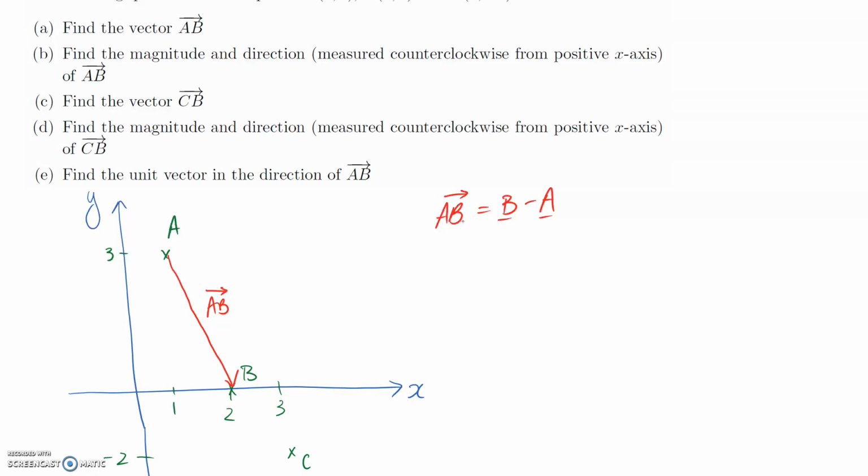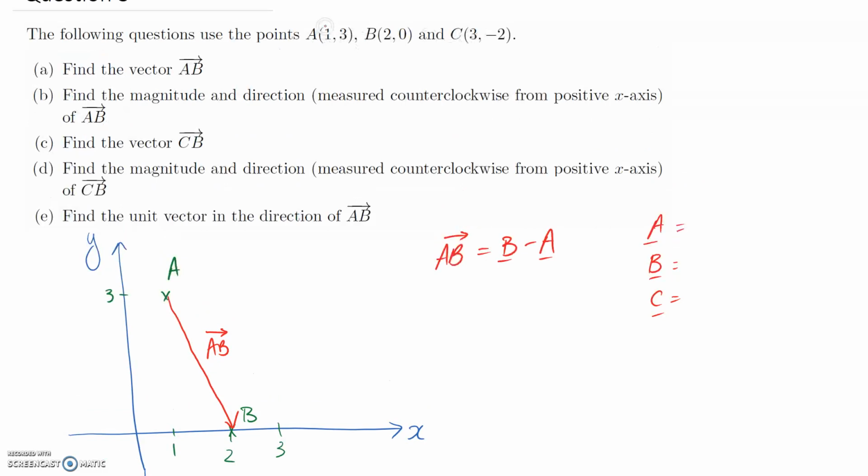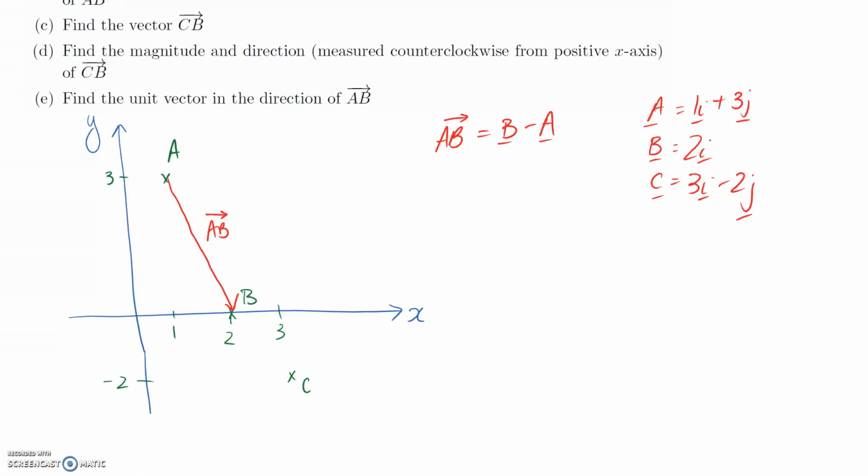Okay, so if you want to use that method, it's worth writing out A, B, and C in vector form. And it's basically just a case of taking these and saying this is 1i plus 3j. This one is 2i, 0j. And this one is 3i minus 2j. And just for interest's sake, this vector would be like here, from the origin out to your point. This one would be B, and then C would be this one.